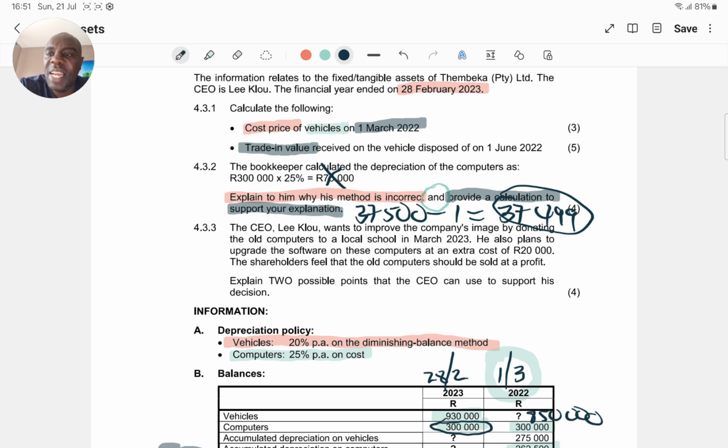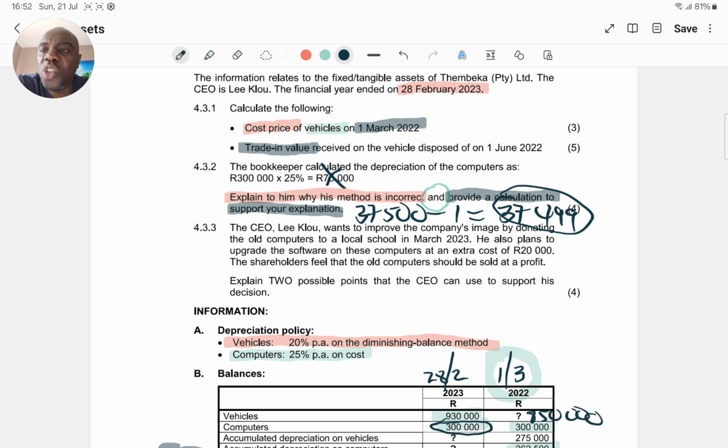Then the last part: the CEO, Lee Klu, wants to improve the company's image by donating the old computers to a local school in March 2023. He also plans to upgrade the software on these computers at an extra cost of 20,000. The shareholders feel that the old computers should be sold at a profit. Explain 2 possible points that the CEO can use to support his decision.